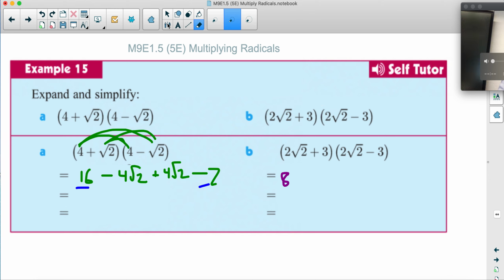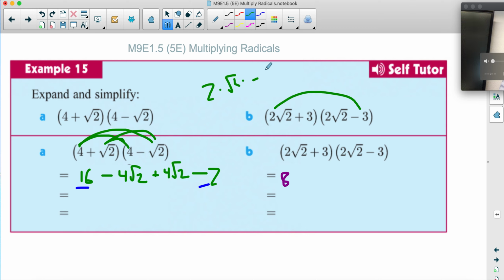Let's multiply the next piece. I'll do it in a different color. So this is like saying 2 times root 2 times negative 3. Put the whole number and the whole number together. You get negative 6 root 2's. So minus 6 root 2's.